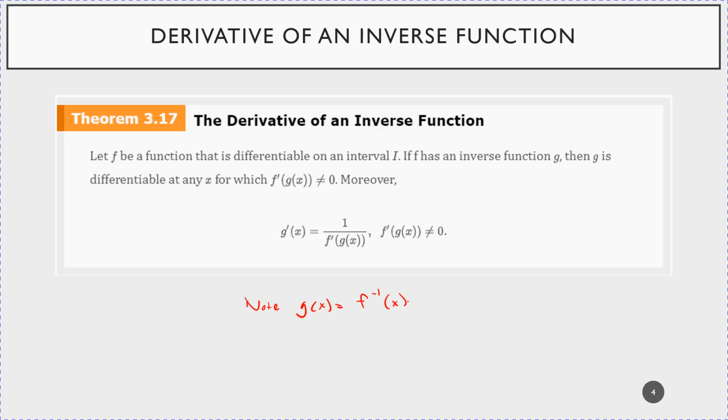And moreover, this g prime of x, just so we're clear, is the derivative of the inverse function. The derivative of the inverse function is equal to 1 divided by the derivative of the original function f, evaluated at g of x. That's a pretty weird formula, and does it work? I don't know. Let me prove to you that this formula works, with a very simple example.